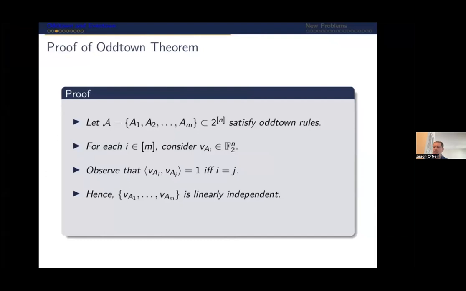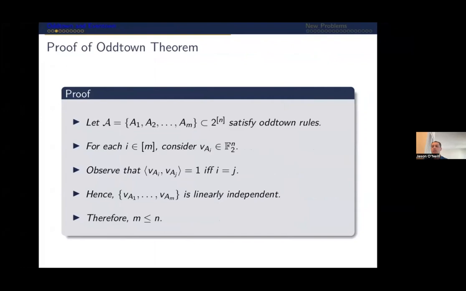And what that means is you have m vectors that are linearly independent in an n-dimensional vector space. So therefore, the number of vectors is at most the dimension of the vector space, which is n. So this shows an upper bound of n for odd-town families.